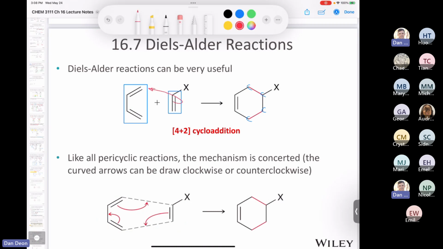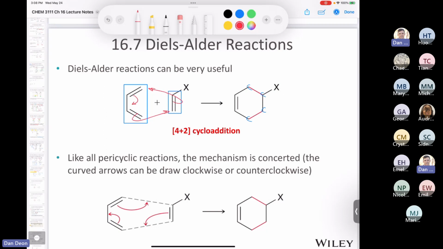I'll even prove it. If you draw the curved arrows in reverse, I'm going in reverse here, you end up with the exact same thing. So do you care which way I draw? No, because it doesn't matter. You're going to get the same answer either way. So, very cool reaction. Clockwise or counterclockwise, doesn't matter for the mechanism.